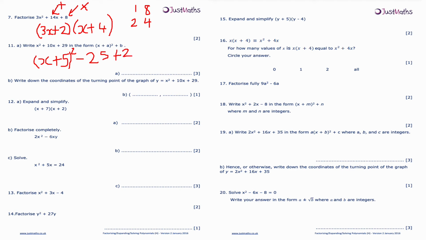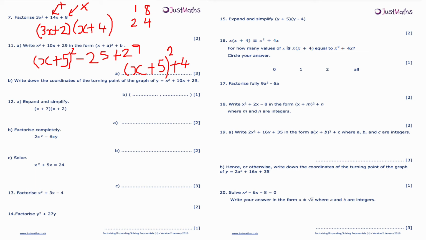So tidying that up, I'm going to have the answer to be (x plus 5) all squared minus 25 plus 29, which is positive 4. This is part B. Write down the coordinate of the turning point on the graph y equals x squared plus 10x plus 29. We're looking at part A, so write x squared plus 10x plus 29 in the form (x plus a) all squared plus b. So completed square form allows us to work out the minimum point.